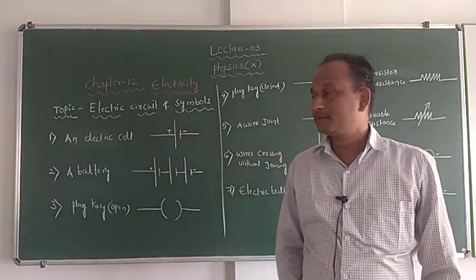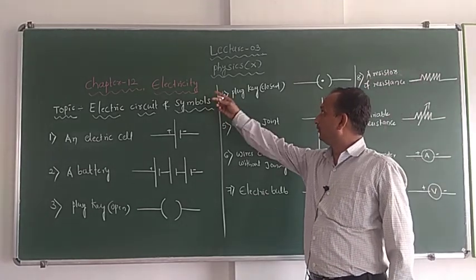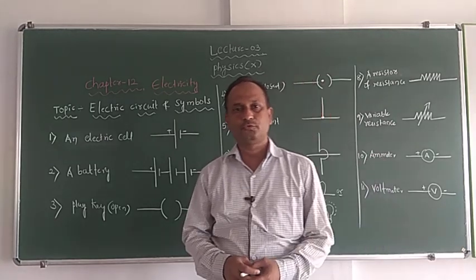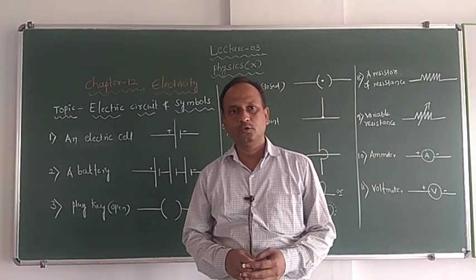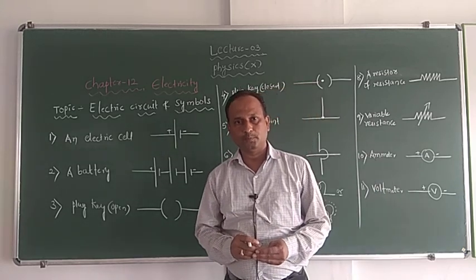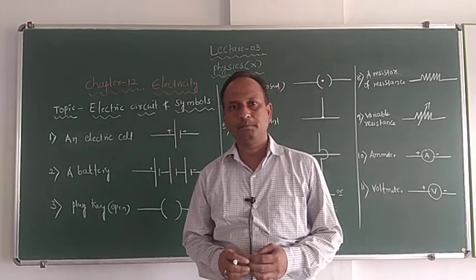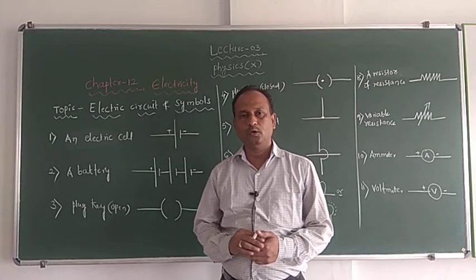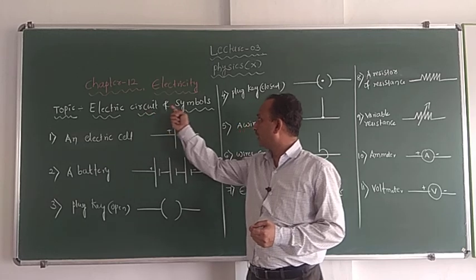Okay, good morning students. So lecture 3, chapter 12, electricity, physics. We are continuing the electricity chapter, that is the third session. In the previous class we discussed the concept of current, how the current will flow, the concept of charge, and electrical potential and potential difference. Now today we are going to discuss the concept of electric circuit and symbols.